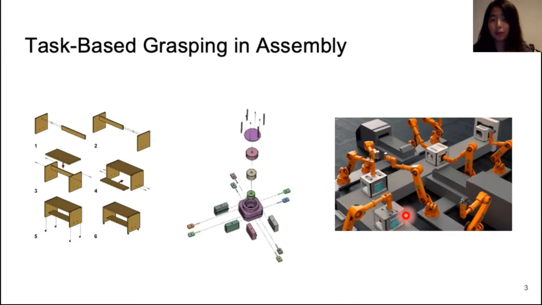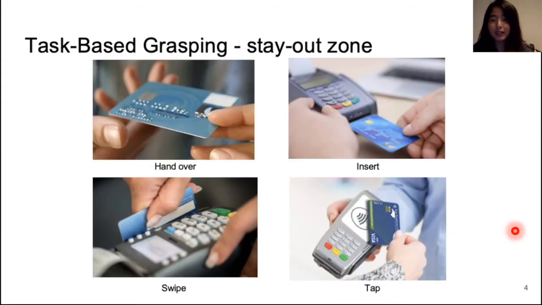Task-based grasping is important in many contexts, including automation of assembly. For each step of assembly, different grasps are required based on how parts fit together. The same object may require different grasps from one step to the next. Task-based grasp computing is important for many real-life and automation applications.